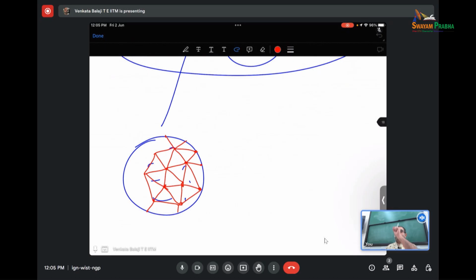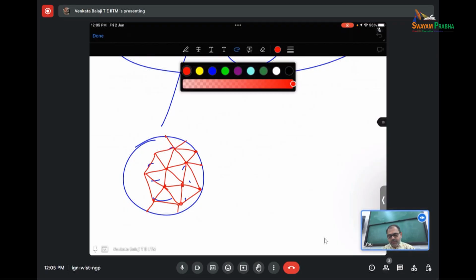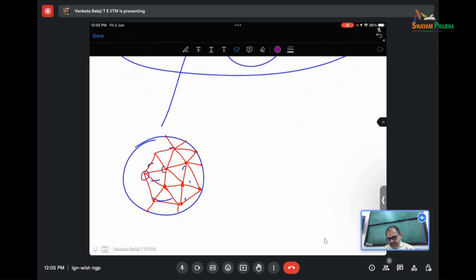The first thing is how many vertices are there. So let me show that. You see these are the vertices, and vertices of the individual triangles. So V is the number of vertices.